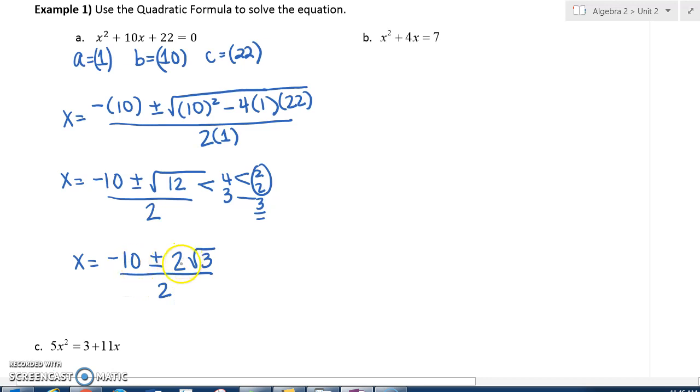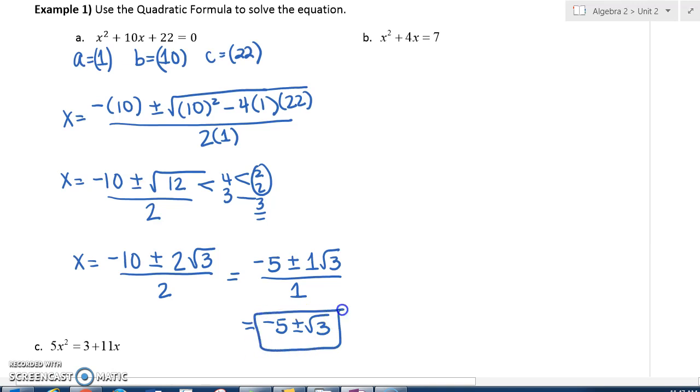Now 10, 2, and 2 all have a 2 in common. So if I divide negative 10 by 2, I get negative 5 plus or minus. If I divide 2 by 2, I get a 1 times the square root of 3. And if I divide the 2 in the denominator by 2, I get a 1 as well. So our final answer is really negative 5 plus or minus the square root of 3. Alright, so those are our two solutions to our quadratic.